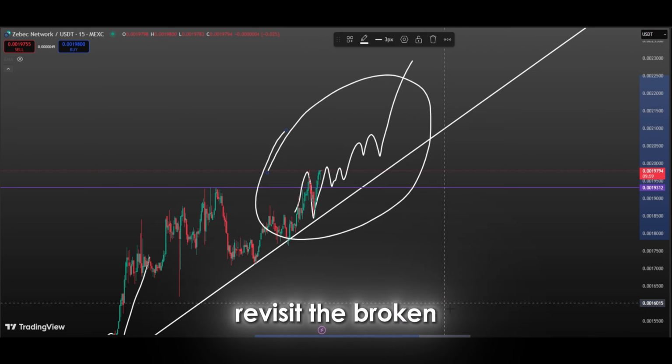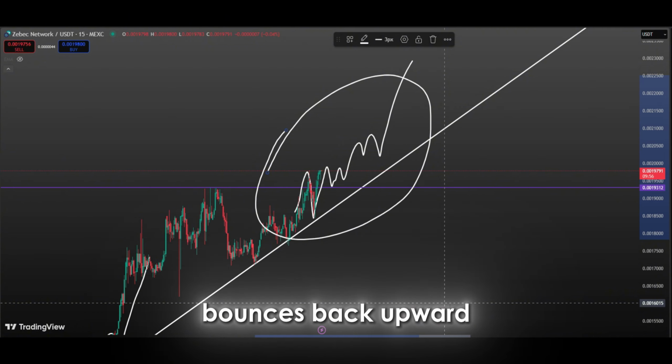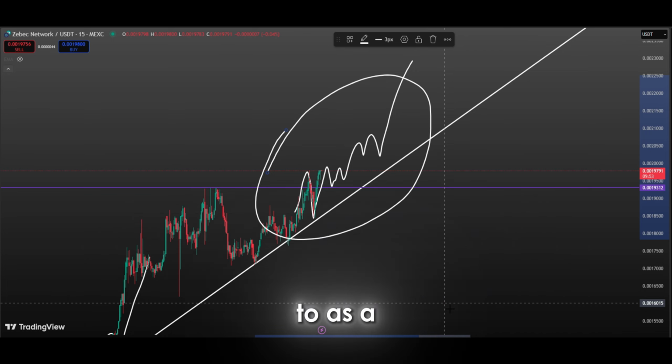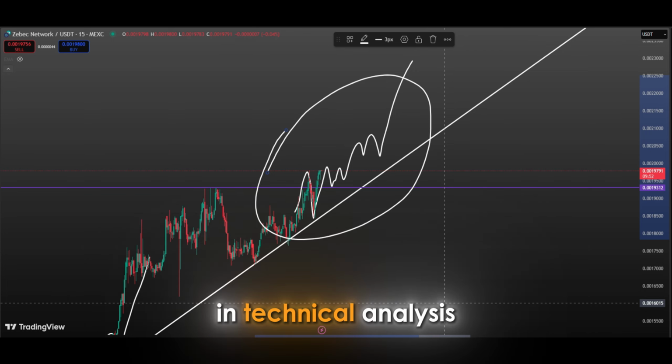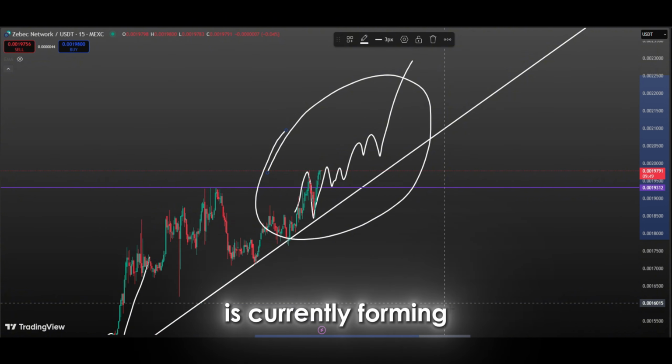The price may revisit the broken resistance level. If this test is successful, meaning the price bounces back upward from that level, then the resistance becomes a strong support. This is referred to as a role reversal in technical analysis. The former resistance turns into a new support. A similar pattern is currently forming.